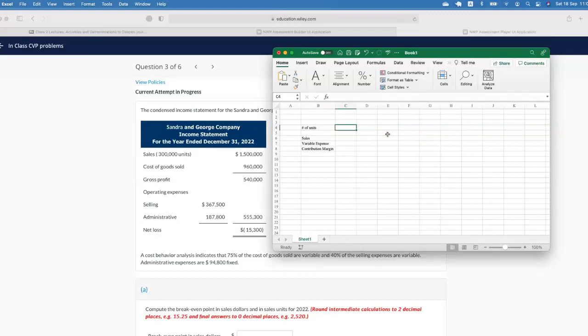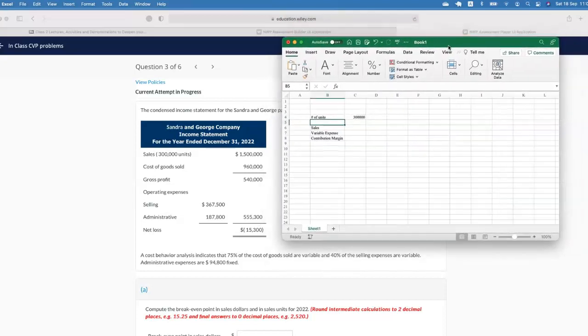Hisham, are you doing that? Is that your Excel sheet? Yes. I think here it's better to do it on Excel because we need to segregate the variable and fixed costs. You're absolutely right. So here we have sales of $1,500,000 for 300,000 units, and the cost of goods sold is 960,000. The gross profit is 540,000. For the operating expenses, we have selling and administrative expenses that add up to 555,000.